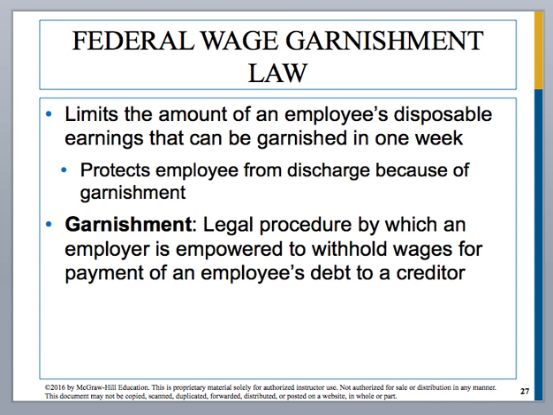Now, there is a federal wage law that deals with garnishments, and it limits the amount of an employee's disposable earnings that can be garnished in a given week, and it protects you from discharge, being fired because of garnishment. Garnishment is any legal procedure where your employer is empowered to withhold wages, right? They take some of your money for payment of a debt to a creditor. And a lot of times this is done through either bankruptcies, but it's also done in lawsuits, and it's also done with federal and state taxes that you owe.